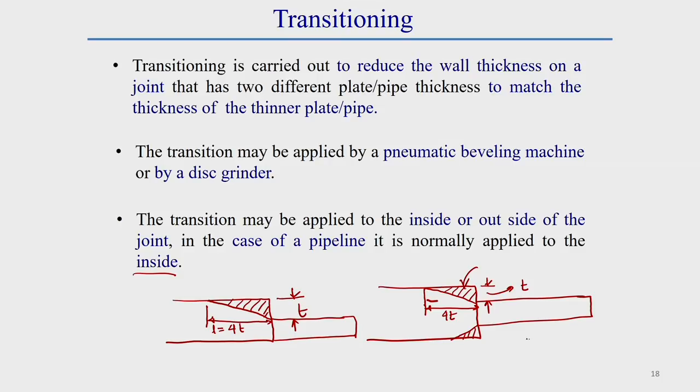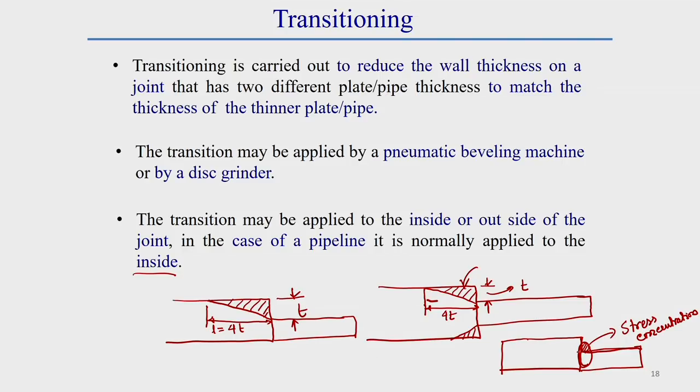If there is an abrupt change in a structure, like what happens here, where two different thickness plates are there, and if we do the welding here, you can easily observe there is an abrupt change. So if you do the welding here, there is a chance of stress concentration. You know this: where there is an abrupt change, there is a chance of stress concentration. If there is stress concentration, there is a chance of fatigue crack. Due to this fatigue crack, there is a chance of failure of the structure with less fatigue life.